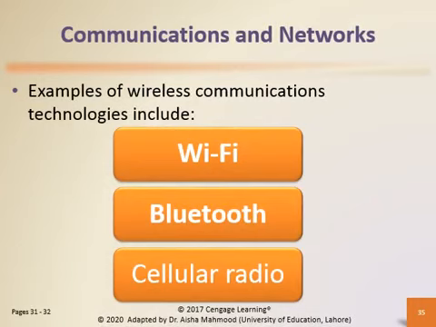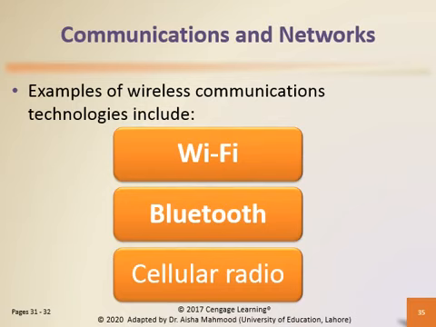Examples of wireless communication technologies include Wi-Fi, Bluetooth, and cellular radio. Let's discuss these terms. Wi-Fi uses radio signals to provide high-speed internet and network connections to computers and devices capable of communicating via Wi-Fi. Most computers and many mobile devices such as smartphones and portable media players can connect to a Wi-Fi network.